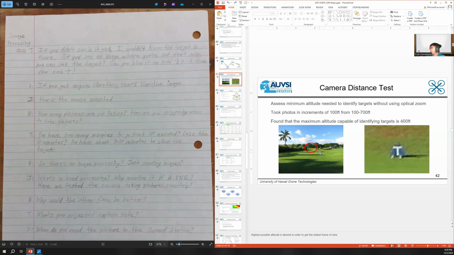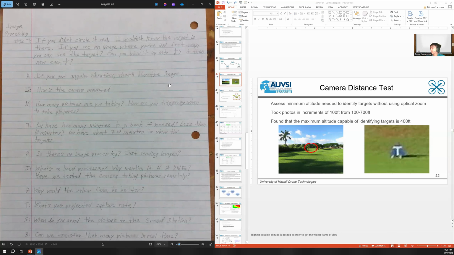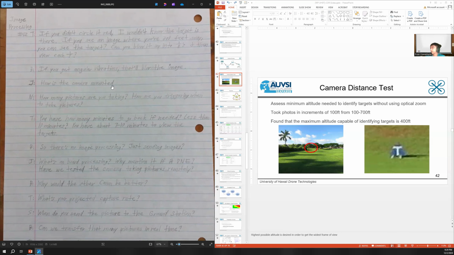So because of that, you might easily miss this. There's a big concern that you might not have seen this target if you're doing it manually. So it'd be better if you can break it up into eighths or section by section or something. And then if we also get some vibration, it'll blur the image, and then that'll be hard to find any targets. We had a question about how the camera's mounted.